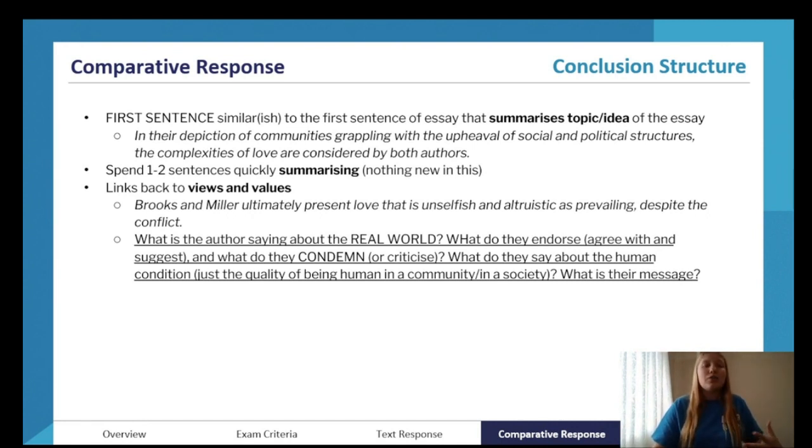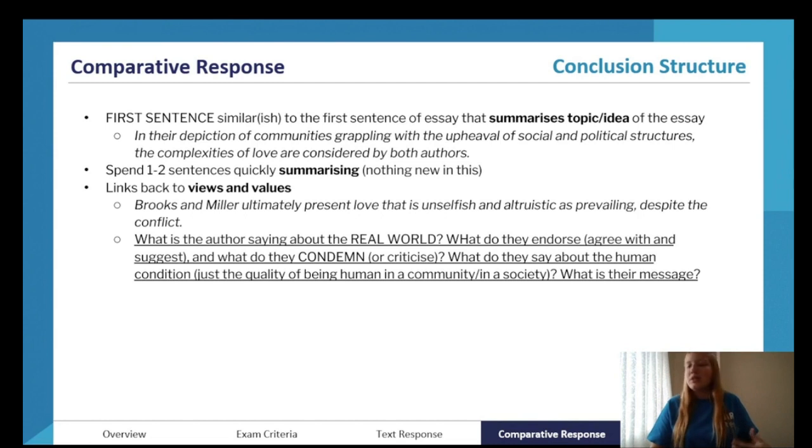Then we'll link back into views and values, and we want to identify the differences, if there are any, in the views and values statements of the authors. So try again, everything is similarities and differences, guys. That's really the only thing that's different from text response. For example, Brooks and Miller ultimately present love that is unselfish and altruistic as prevailing despite the conflict. So this is our similarity idea in our views and values message.